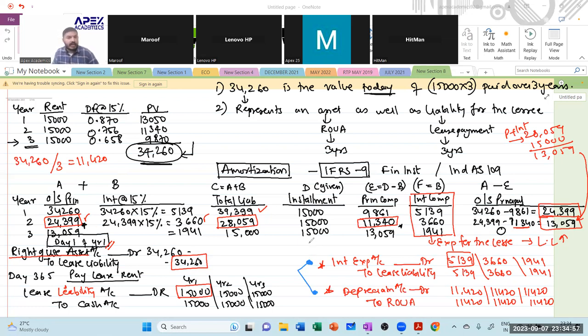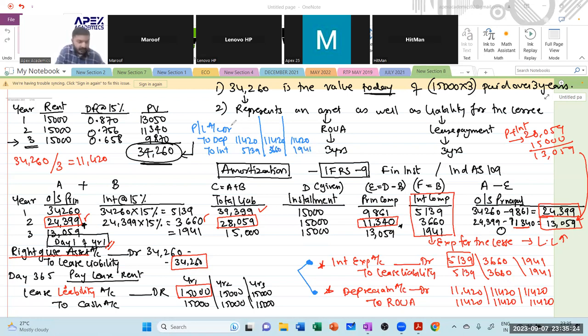What will be posted to the revenue statement every year? You will say P&L account debit to depreciation to interest. How much depreciation? 11,420 for 3 years. How much interest? 5139, 3660, 1941. You can take the total of this here.